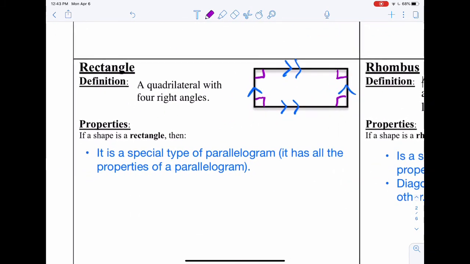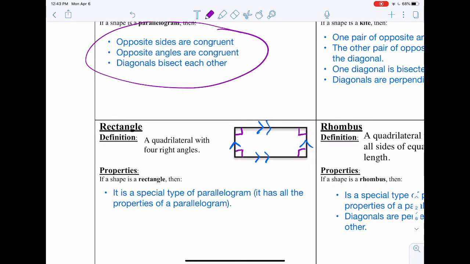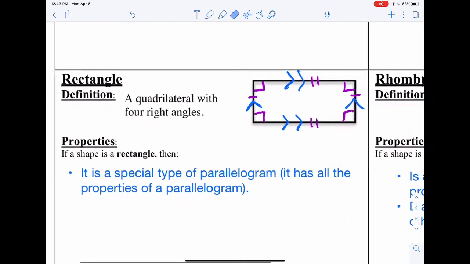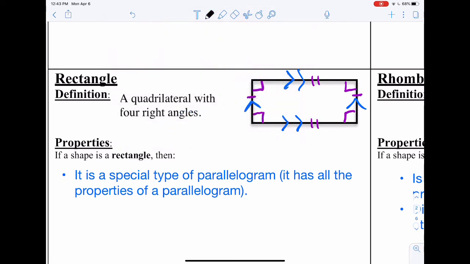Now remember, a rectangle is a special type of parallelogram, which means all of these properties up above are true for a rectangle as well. So let's add those. Opposite sides are congruent. We have not added that yet. There. And then diagonals bisect each other. So let's draw the two diagonals, but don't put any tick marks just yet. So they bisect each other, which means they cut each other in half.